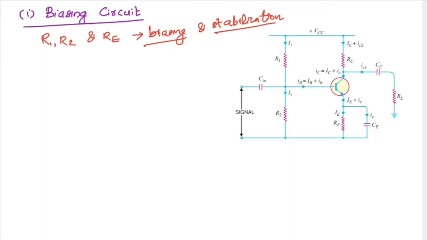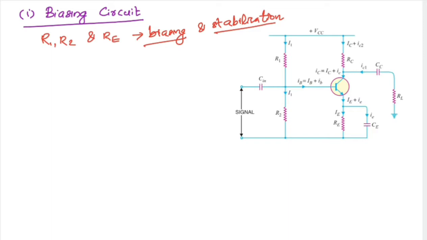Otherwise, a part of the negative half cycle may be cut off in the output. That we already discussed. We know that during the positive half cycle, the input circuit is forward biased, but during the negative half cycle, if the biasing is not proper, we will not get the correct signal in the output. So it is important that the biasing circuit should be proper.